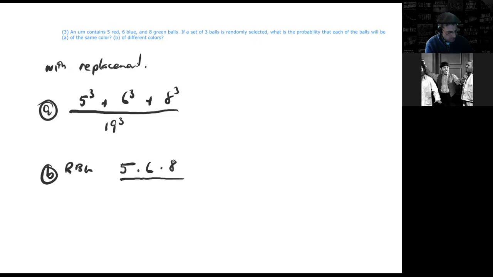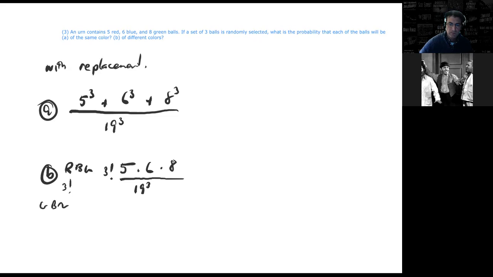And now, on the other hand, we also have 3 factorial ways of permuting these red, blue, green. So that would mean, for example, if we had green, blue, red, that would mean we first chose a green ball, then a blue ball, then a red ball. There are three factorial ways of permuting those three letters. And then on the bottom of the fraction is 19 cubed as before. So that would be the answer in this case. By the way, you don't have to give me an exact number. I'm happy with answers that look like this. It actually is easier to grade that way.